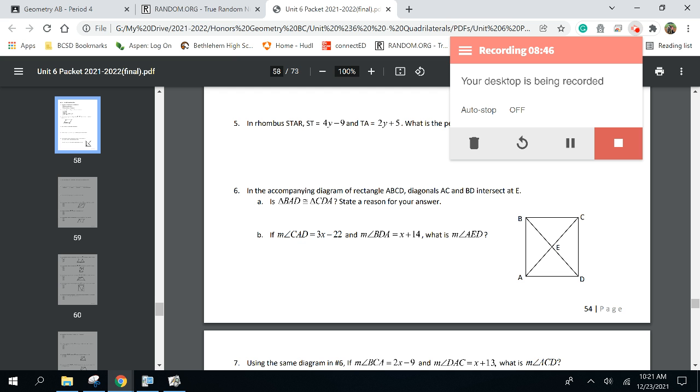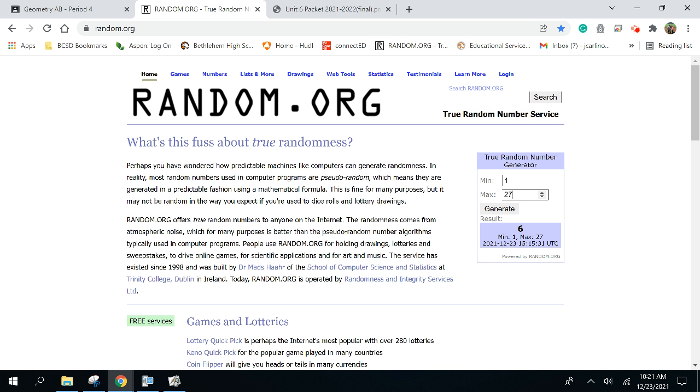Okay, is triangle BAD congruent to triangle CDA? If it is, have a reason ready to go for me. And I'm just going to let you know, I'm sure I'll be picking numbers galore here with all the people that are out, but 15.